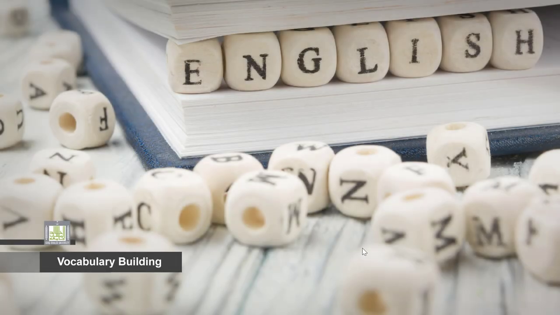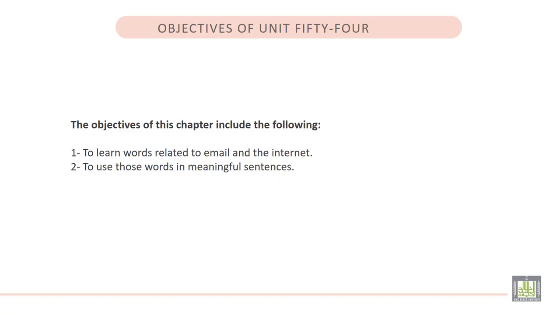Vocabulary Building 1, Unit 54, Email and the Internet. The objectives of this chapter include the following. 1. To learn words related to email and the Internet. 2. To use those words in meaningful sentences. Now, listen to the video of this unit.